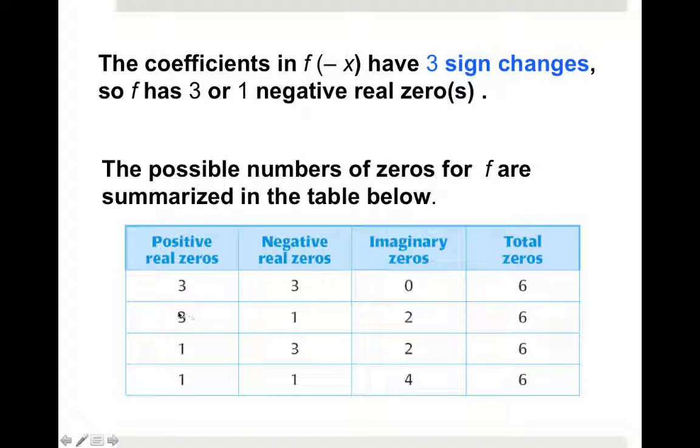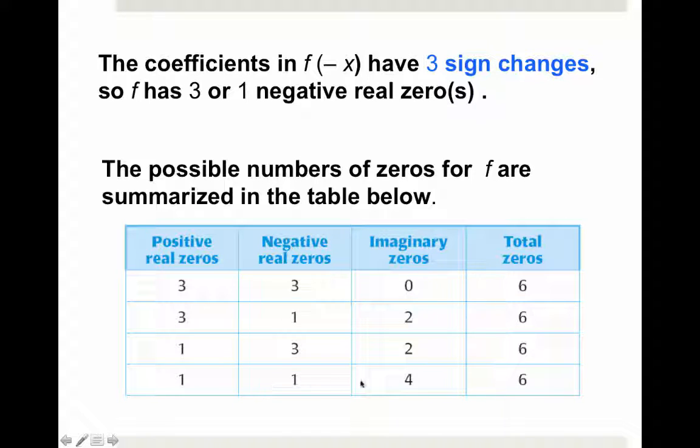But then if we have 3 positive ones but only 1 negative one, because that was a possibility, that gives us 4, which means we have 2 left over for the imaginary. Okay? And then if we go to the positives where we only had 1 positive but 3 negatives, that gives us 4, which leaves us 2 possible imaginary. Okay? And then lastly, we have 1 positive and 1 negative. That's only 2. So that leaves us 4 imaginary zeros to get the total of 6.